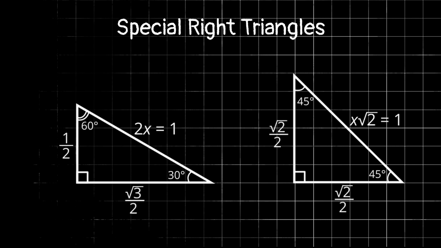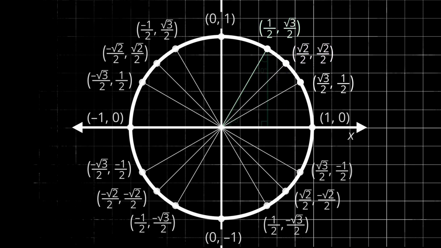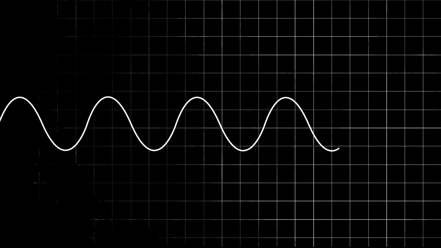And we can utilize these special right triangles to find values around the whole unit circle and just add negative signs as needed depending on what quadrant we're in. And finally, I want to show you how we can use this unit circle to then graph the sine and cosine waves, and it's almost as if the circle is getting unraveled over time.